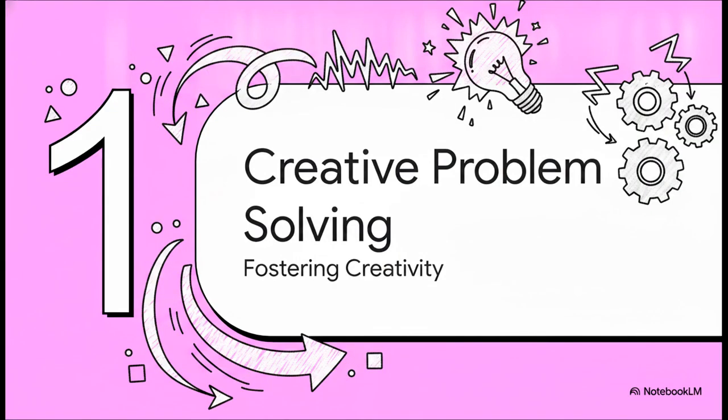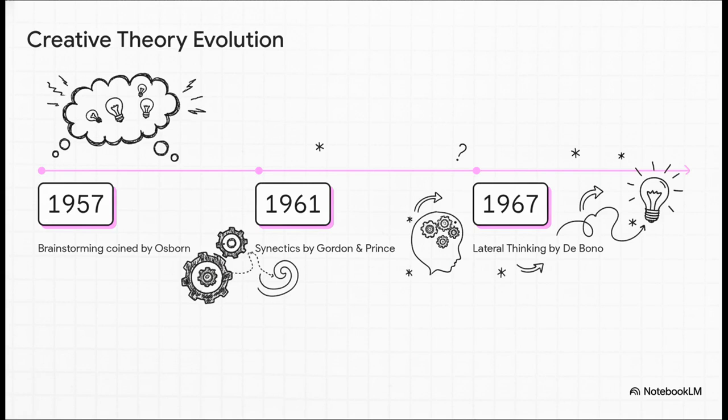Section 1. Fostering creative problem solving. Just look at this timeline. It really maps out how quickly psychologists sought to formalize the expansion of human thought back in the mid-20th century. I mean, look at this decade of innovation. In 1957, Osborne introduces brainstorming. Just a few years later, in 1961, Gordon and Prince give us synectics. And by 1967, Edward de Bono publishes his work on lateral thinking. It was basically a golden era for mapping out exactly how we can engineer those eureka moments.